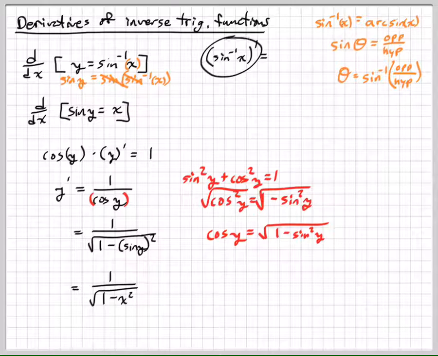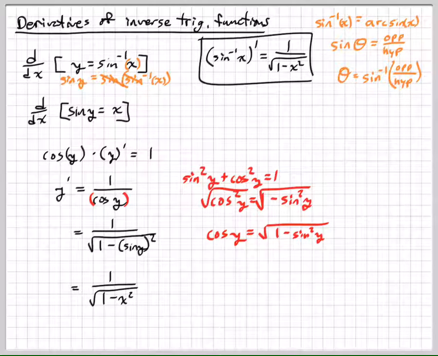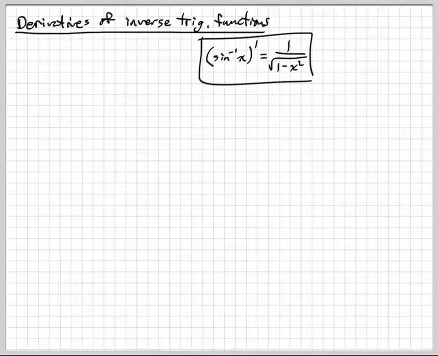If we were to take the derivative of the inverse of sine, we get 1 over the square root of 1 minus x squared. That is the whole purpose of this. Knowing that. Memorize it. Or do this proof every time. Yeah, memorize it's better. Let's do an example of this.